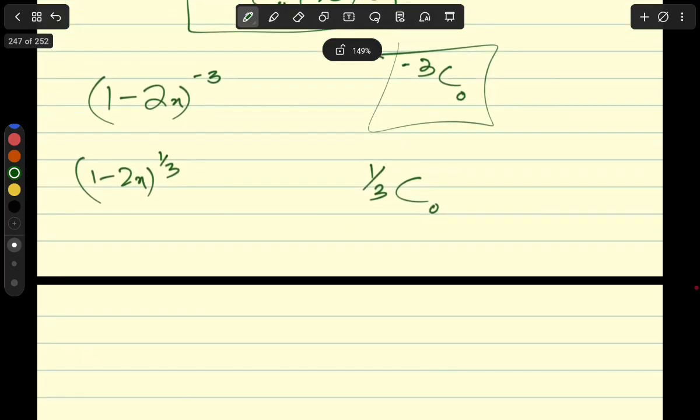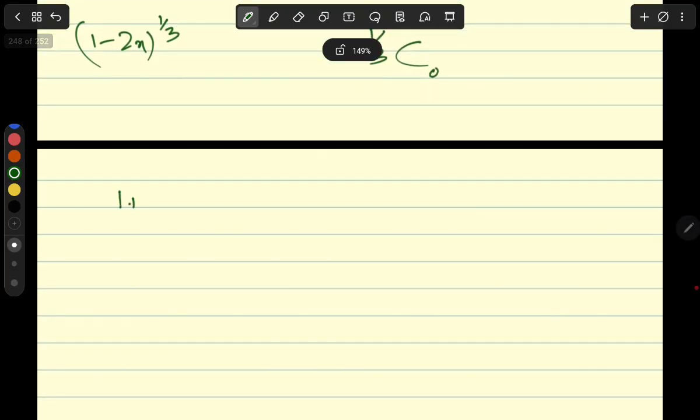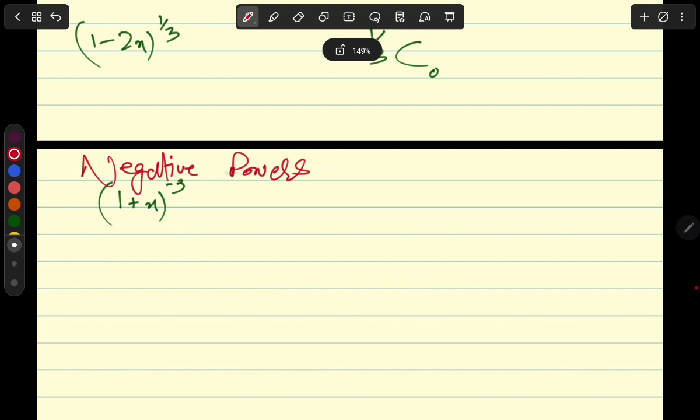Now, suppose the question becomes 1 plus x to the power of negative 3, and I will just give it a label, negative powers. I want you guys to also write it down. Okay, right here. I hope the video is recording. Yeah, it is. Now see.